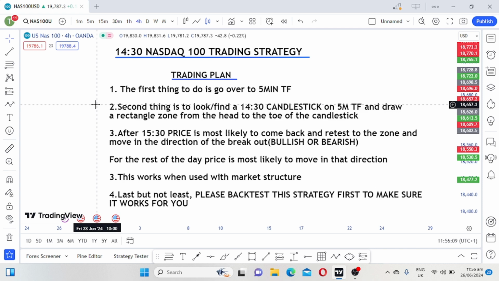For you to get the whole picture of how to use this strategy, make sure you watch the full video. Guys, this strategy only works during the New York session. It only works during the New York session.